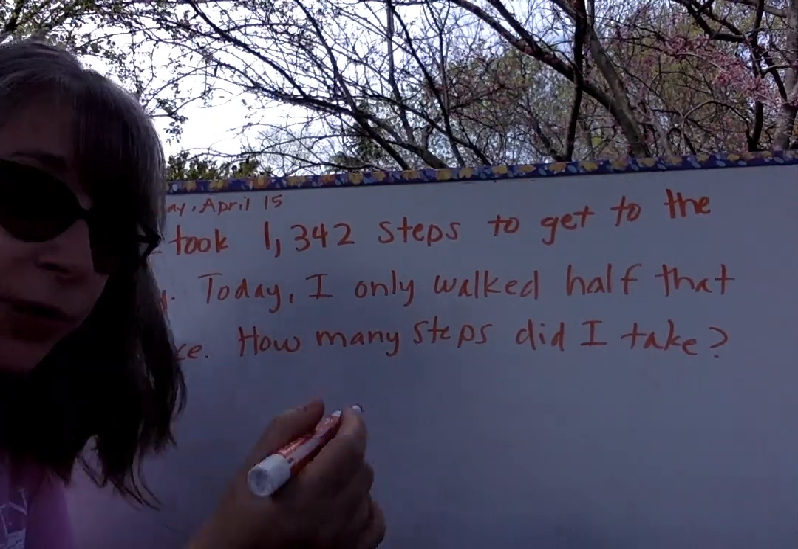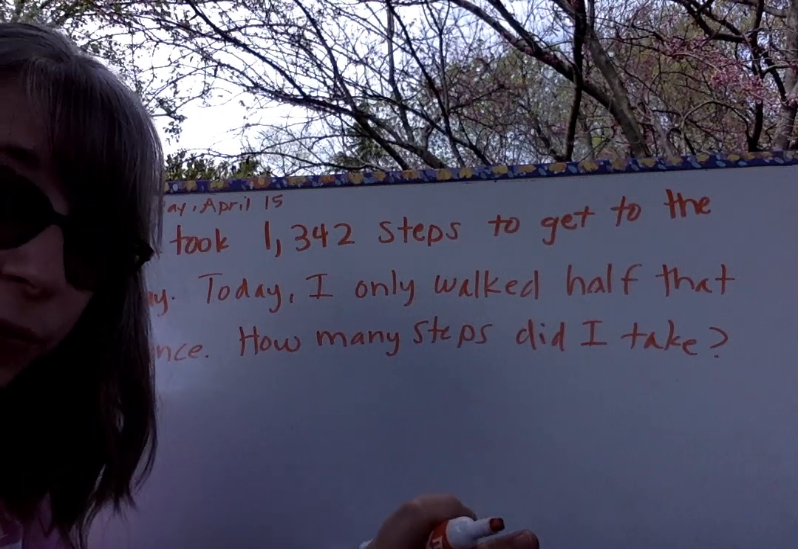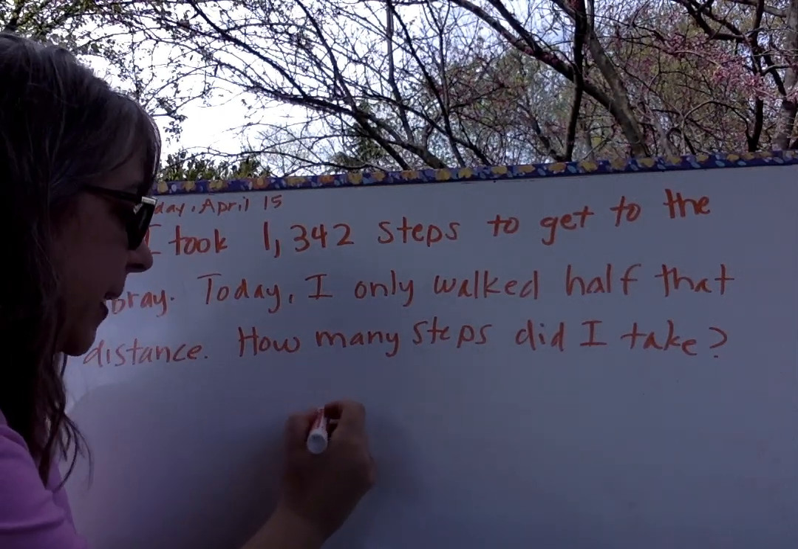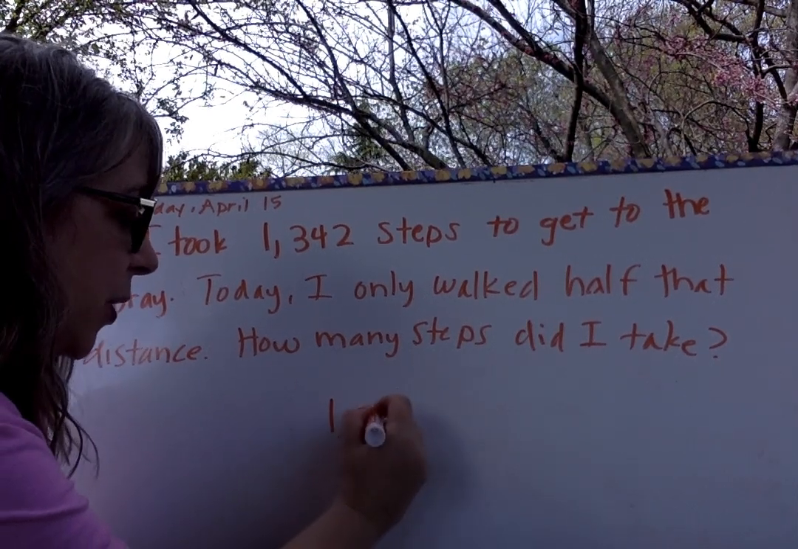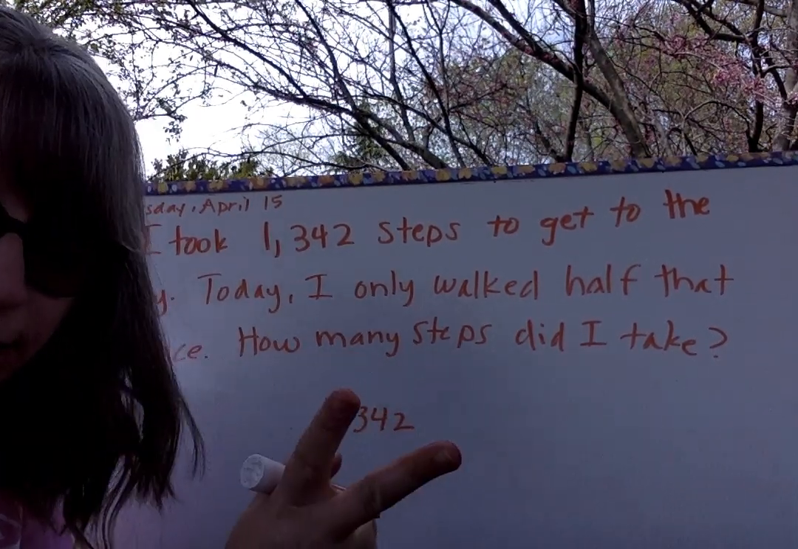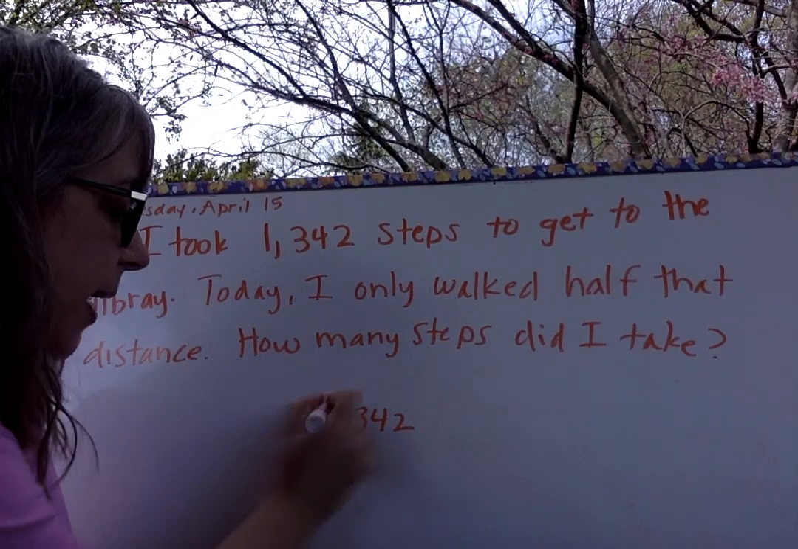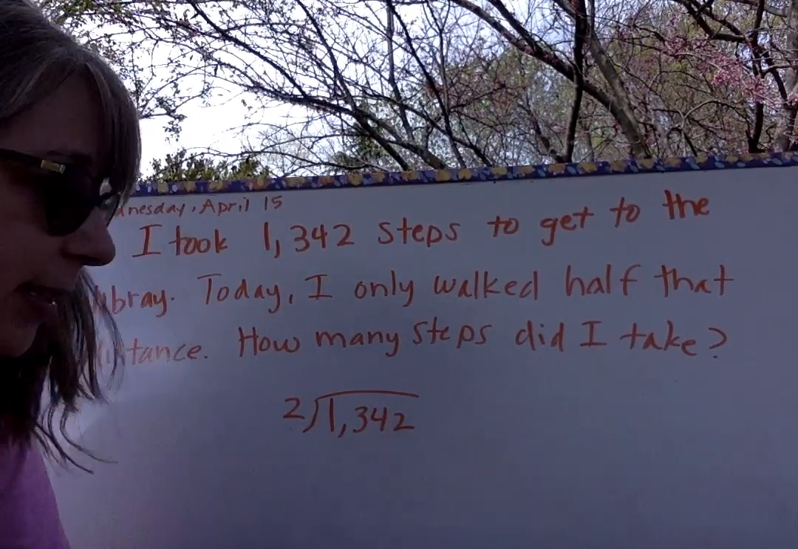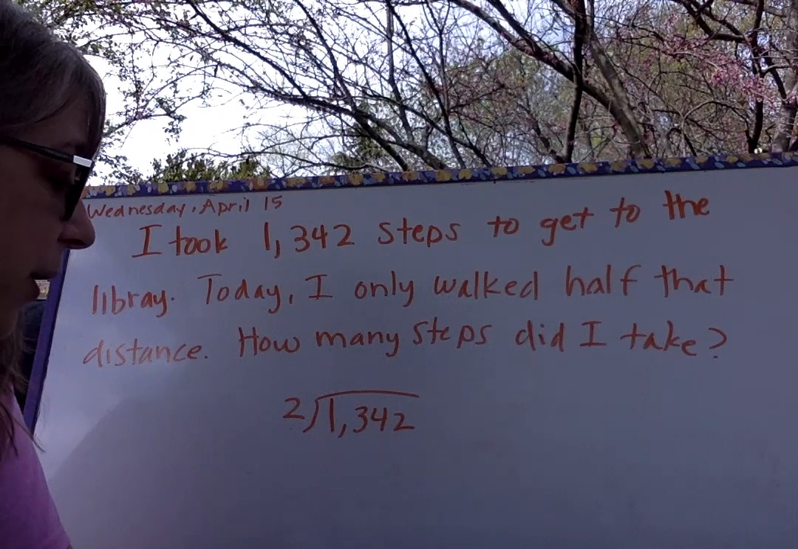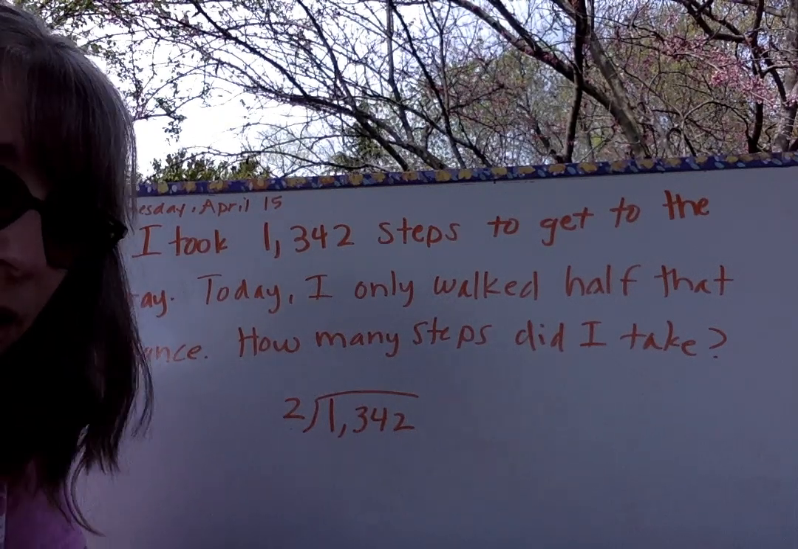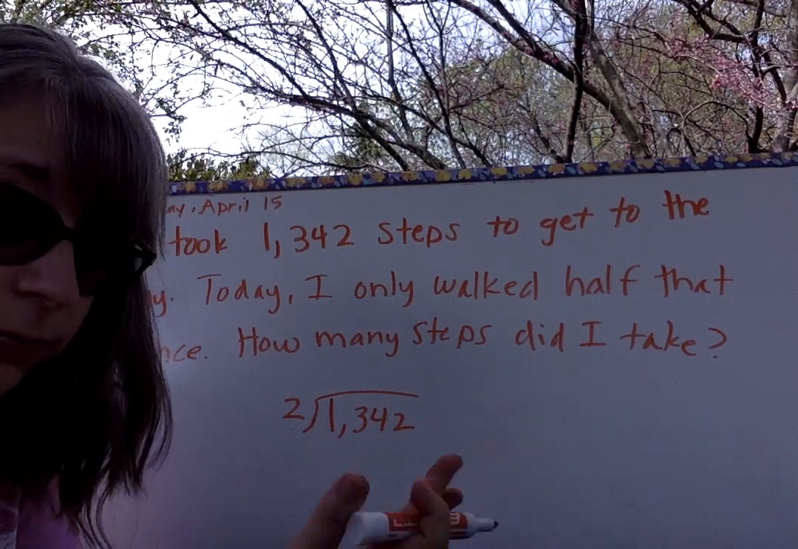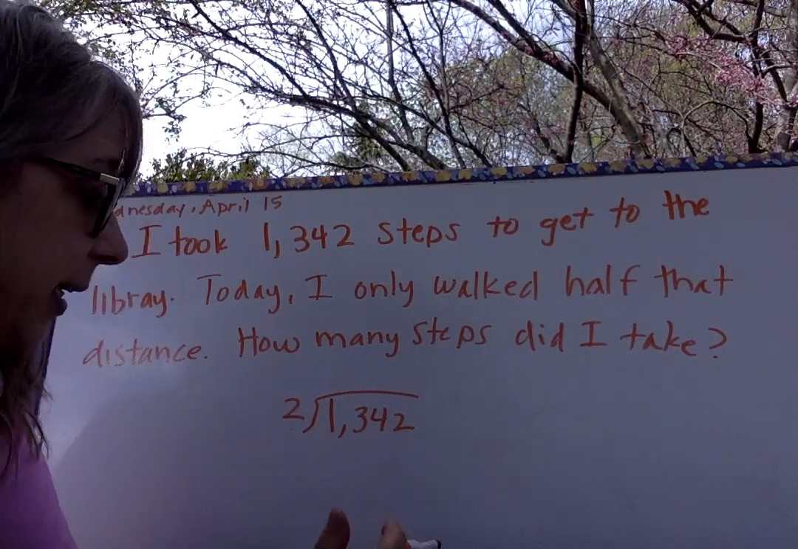And remember, division and multiplication are directly related to each other. So we're going to say 1,342, and we're going to divide this in two different ways, okay? Divided by 2, because I walked half that distance. So this is where your multiplication facts come in. Remember, they're all directly related.